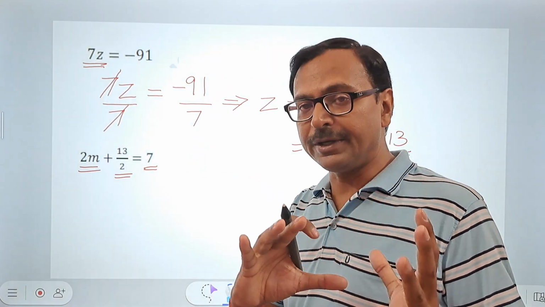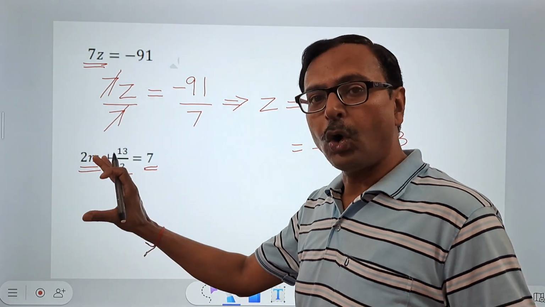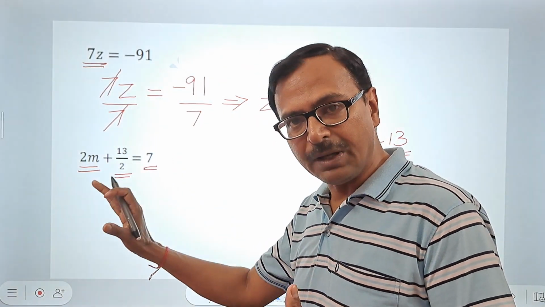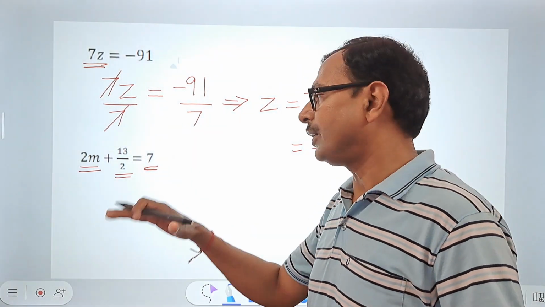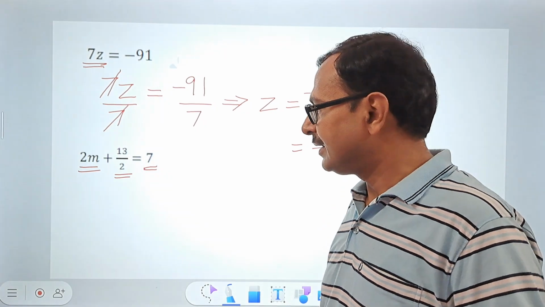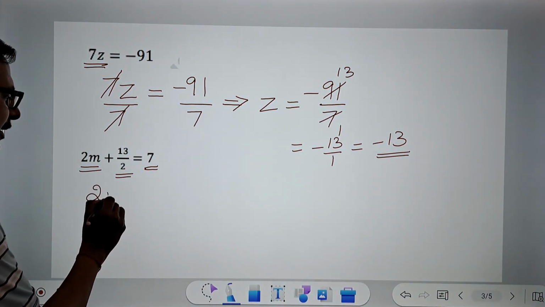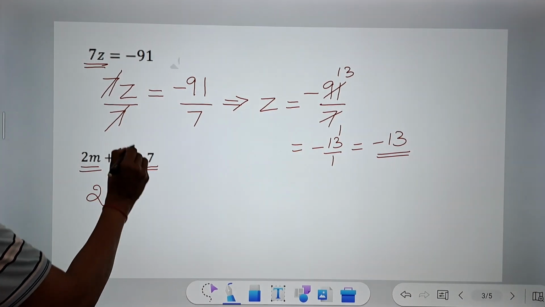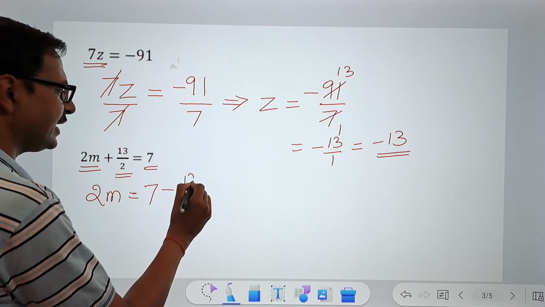So we have to group the terms. By grouping, we mean that we have to keep all the terms containing the variable on one side and all the terms not containing the variable on the other side. That's one way of thinking about it. The second way is you can retain 2m here and shift this plus 13 upon 2 to the other side. So it becomes minus 13 upon 2.